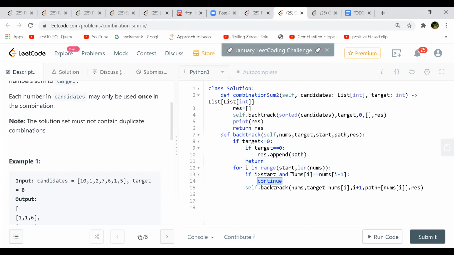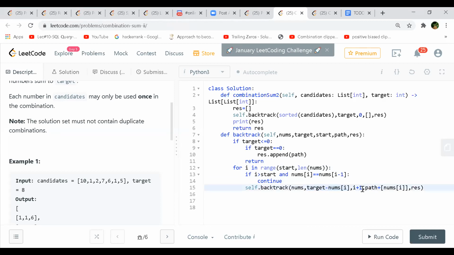We'll continue. Otherwise, whenever I take that particular num, I'll subtract it from my target. The target will keep on decreasing because I consume that much part. This is i plus 1 for the next index I'm going to. And this is the temporary array to which I'm appending the number which I have subtracted here. And this is the rest. So this will call itself, and for the next call, these are the parameters that I'm passing.